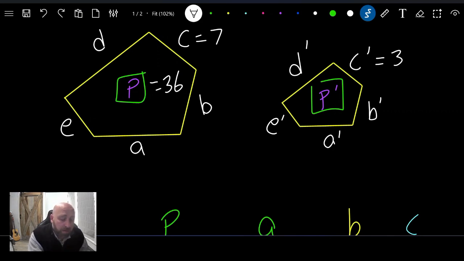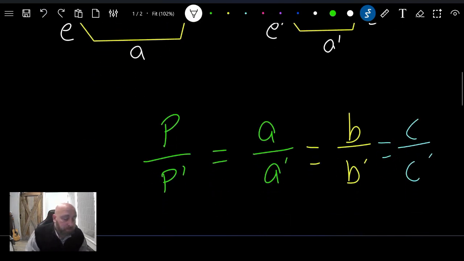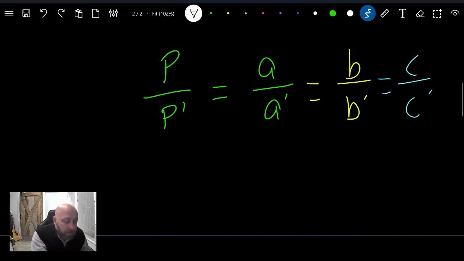The question is, what is the perimeter of this smaller shape right here? Well, we can find that out because it's proportional. So we would just plug it in. So you plug in the proportion, and it was 36 over x. That's what we don't know. We don't know the perimeter prime.